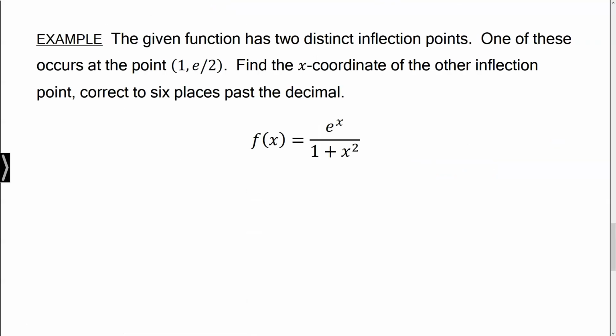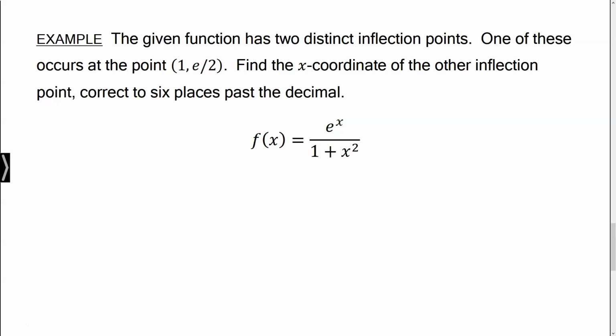So we're given this function, e to the x over 1 plus x squared, and we're told, so we can assume this is true, it has two distinct inflection points. One of these is at the point 1, e over 2. So obviously, if you take f of 1, it's e to the first over 1 plus 1, so it's e over 2. But there's another inflection point. Find the x coordinate of the other inflection point, correct to 6 places past the decimal.